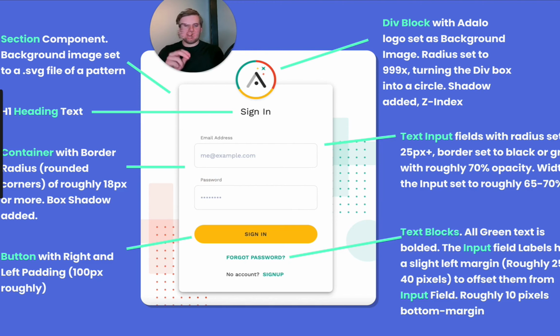And then in terms of our bottom text here where it's bolded, "forgot password" is obviously set to bold. I don't think the size is any different, I think it is just bolded, and obviously it's in capital letters, and it's set to green.